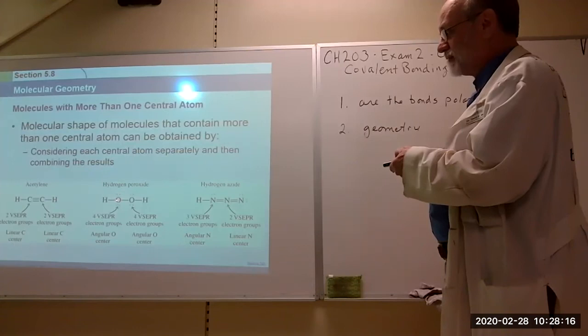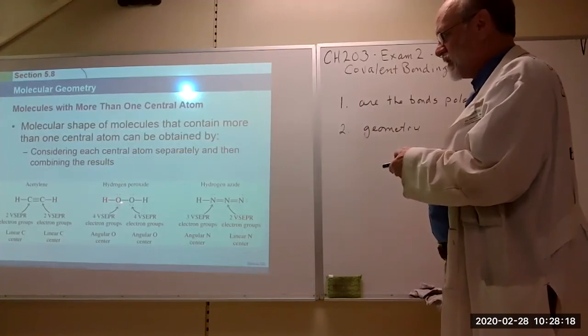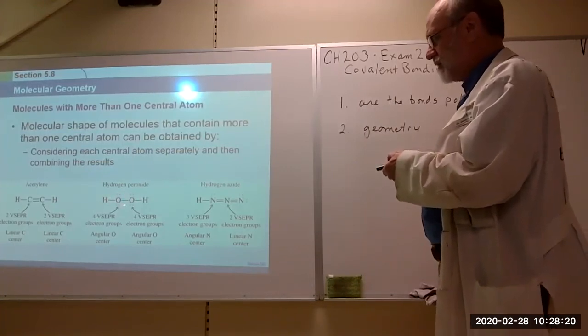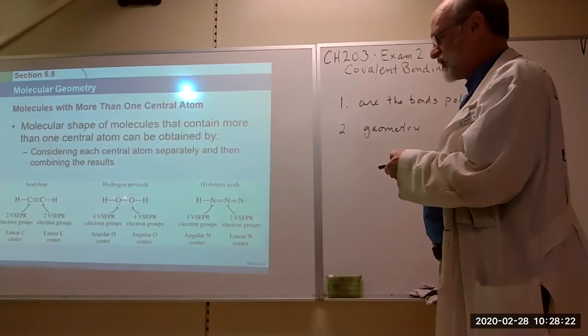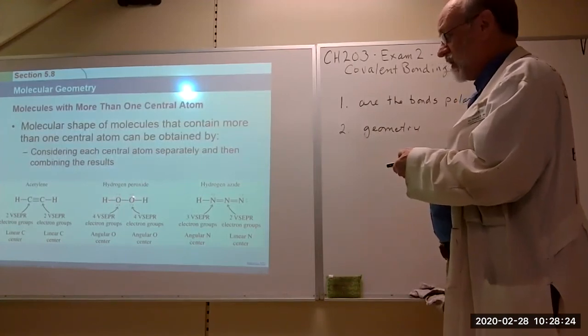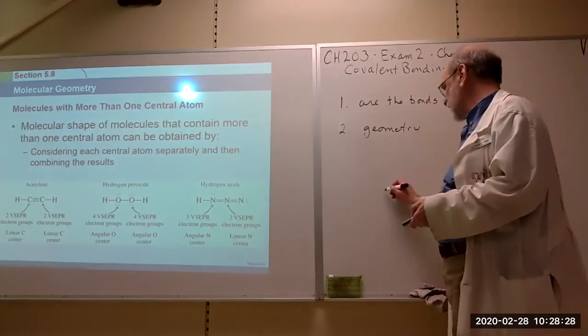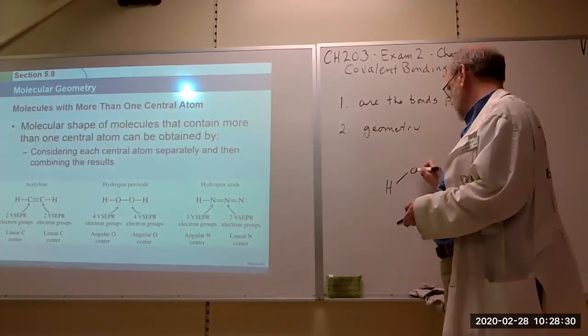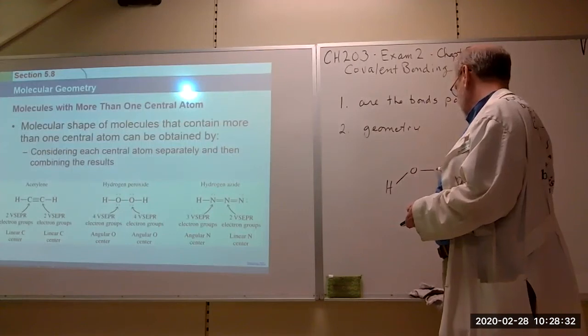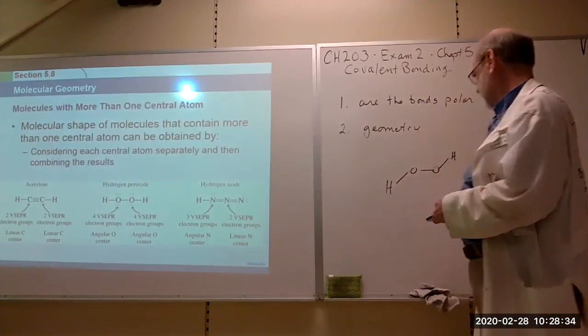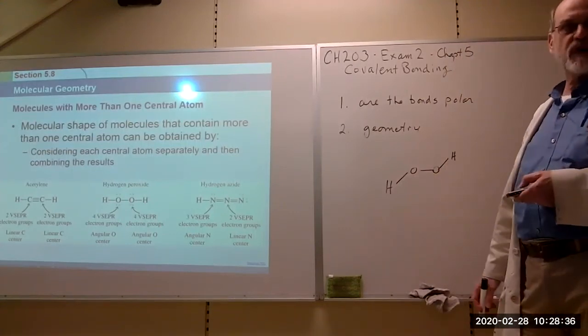hydrogen peroxide, if you just look at this section right here, that's going to be bent on this side. And on this side, it's going to be bent the other direction. So it's actually going to look like this. Hydrogen peroxide.